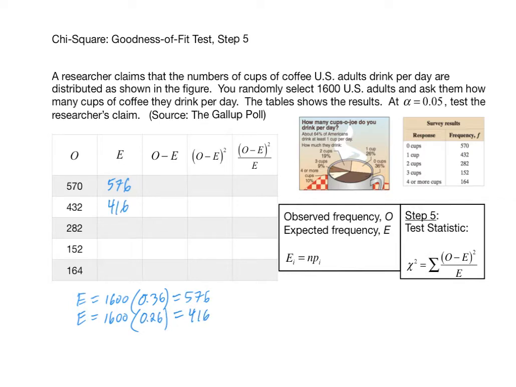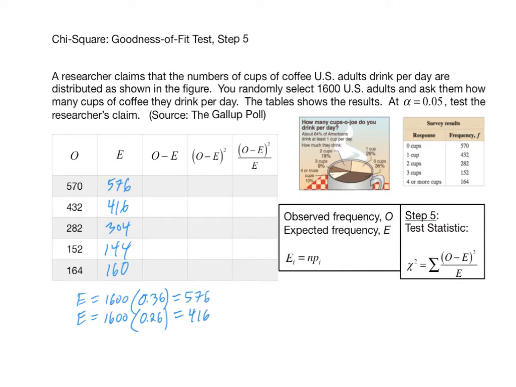And if you continue this computation for each of these rows, we get 304 for this one, we get 144 for this one, and we get 160 for this one. So real quick, before we go on to finishing the computation of the test statistic, this is now what we meant by does the observed fit the expected? If you look at these numbers, they're not exactly the same, but they're not way off by any means.